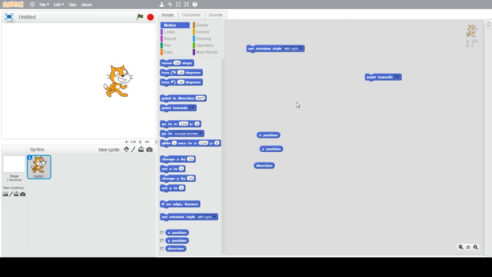Set rotation style, left, right. Alright, so this is interesting. You can also adjust this in the player, but this is if you want to do it within a project and user input and stuff.